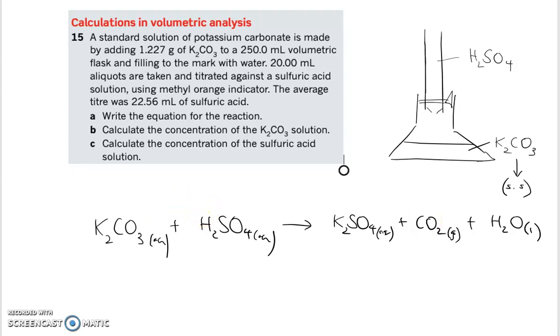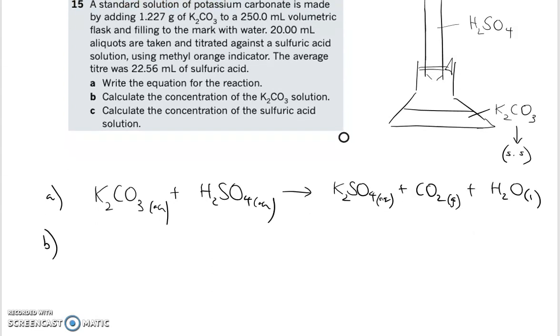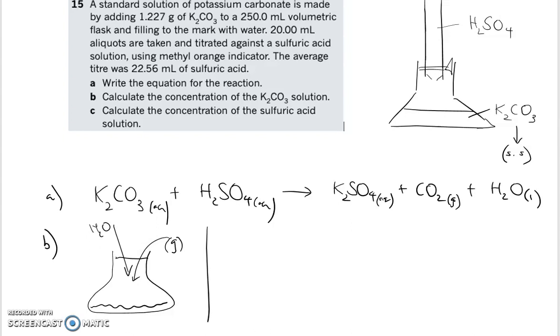Okay, so that's A, and now B, calculate the concentration of the potassium carbonate. So the potassium carbonate is our standard solution, and they've made it by adding 1.227 grams to a 250 ml volumetric flask and filling it to the mark with water. So they've just told us how they've made that standard solution. They've popped in their grams of potassium carbonate and then they've added water. So what we can do then is calculate the concentration of that.